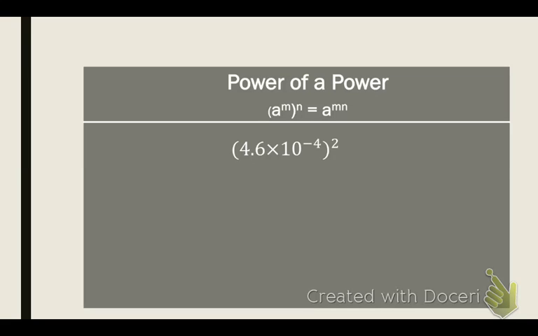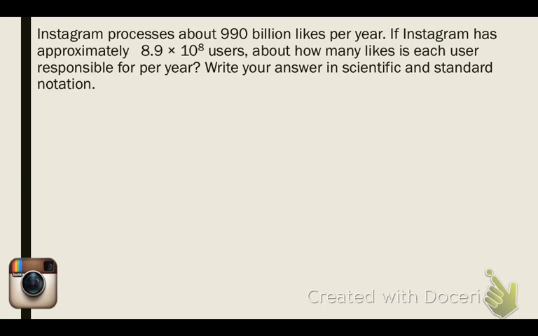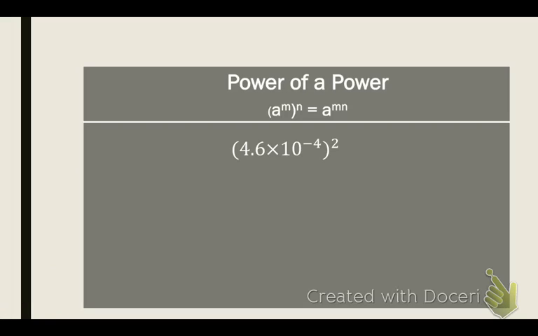And let me show you now an example of the power to a power rule, which states keep my base and multiply my exponents. So what I need to do here, though, is distribute first this exponent, because I have two factors inside. So I'm going to have 4.6 to the 2nd power, which if I square that, I get 21.16 times 10 to the, keep my base and multiply my exponents, would be to the negative 8th.